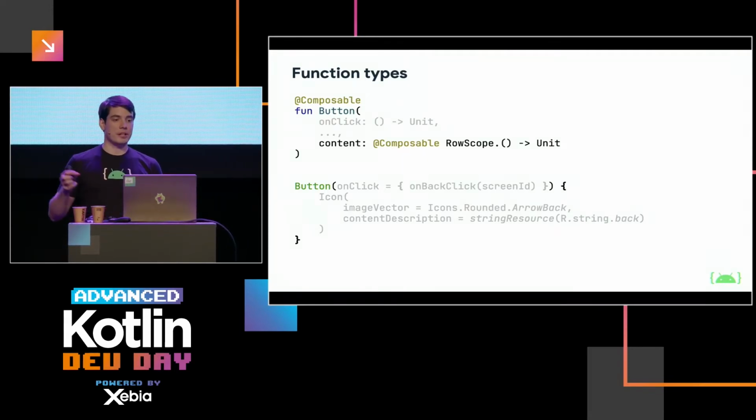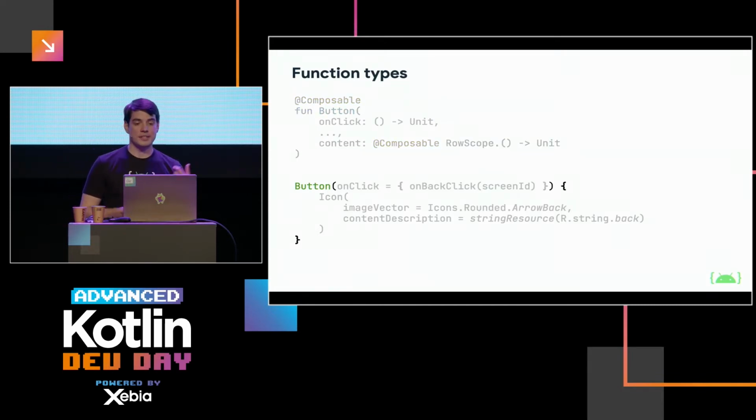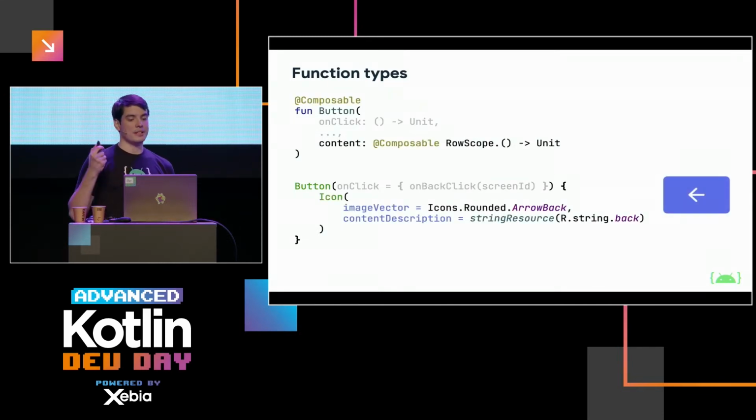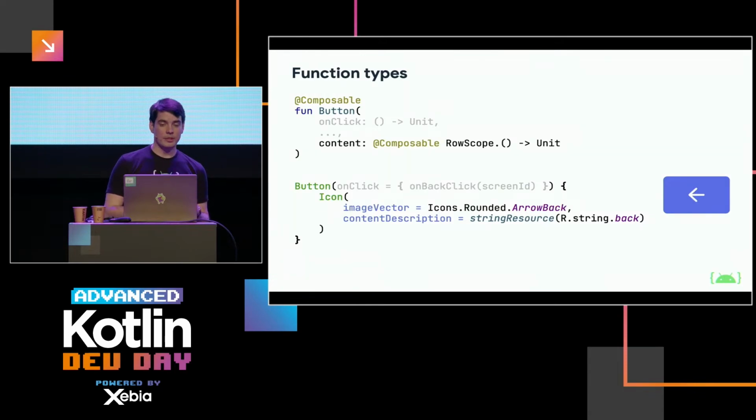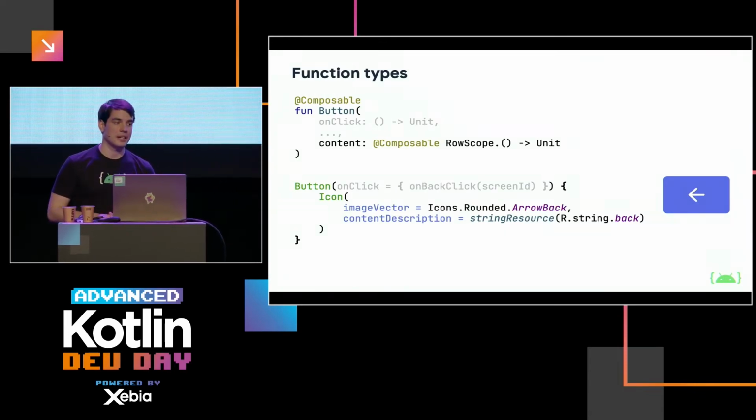And by convention, when we pass in UI to another composable function as a parameter like this, the convention is to call this parameter content and place it at the very end of the parameter list, which allows us to use this trailing lambda syntax in Kotlin, which is to pass in the braces outside of the parameter list of the function call. And thanks to this, anything that we pass in as the contents of the button is visually nested within the button. So for example, in this case, I'm passing in an icon, which is then shown on the button, something like this.